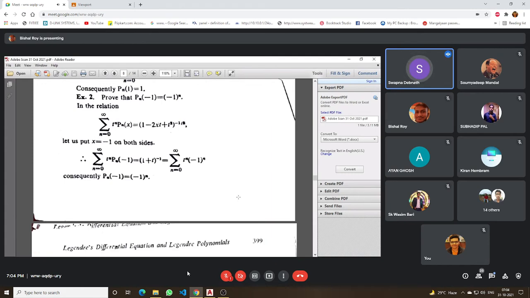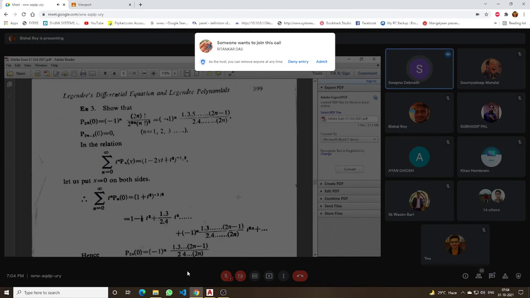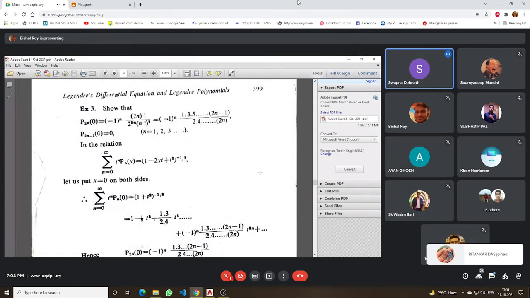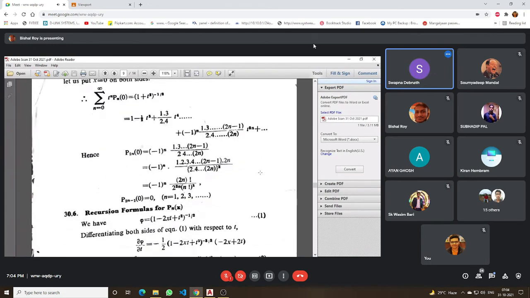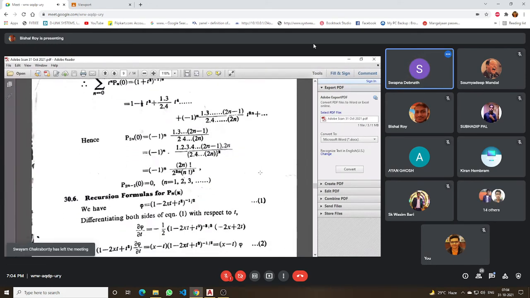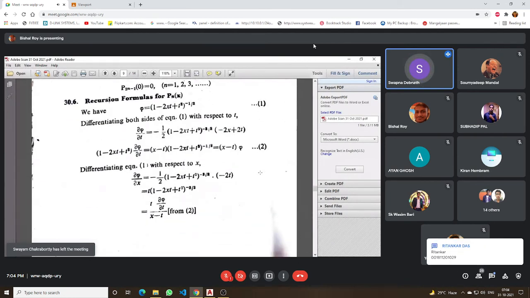Now come to the next part. This is also from the generating function, P_2n(0). From this relation we have put x equal to 0 and we have written P_2n(0). This is also from the generating function. Now, this is the most important part of Legendre polynomial, the recursion formula or recurrence relations.